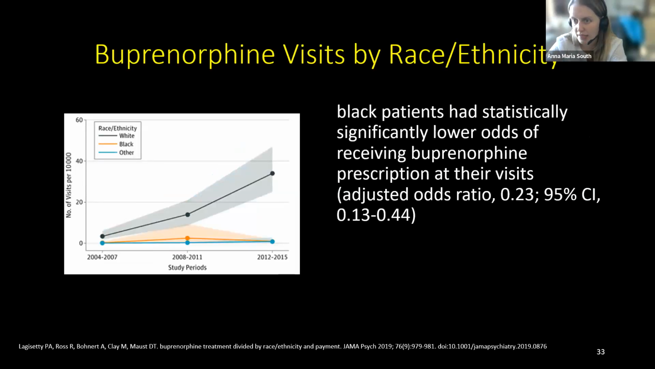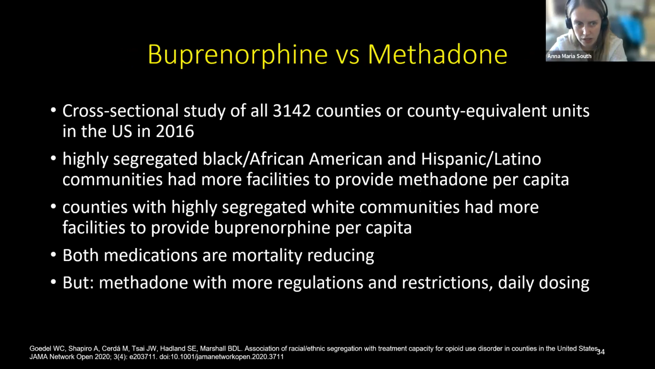And then they looked at buprenorphine visits by race, and they found that there was a significant increase in prescriptions to patients who identified as white compared to patients who identified as Black or a different race or ethnicity. So racial disparities. And that leads me to another study as well.